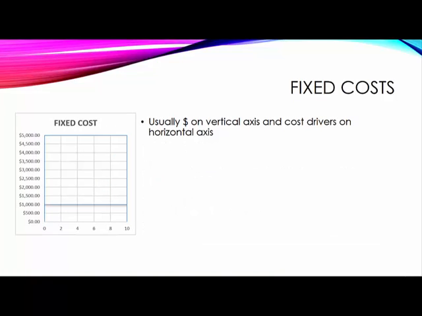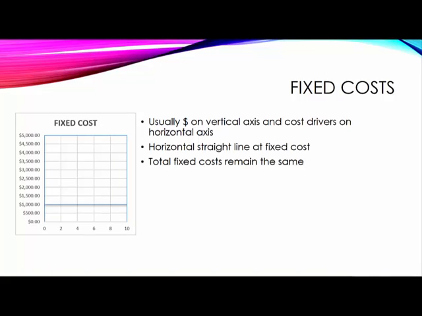For a fixed cost, it is still a straight line. It's a horizontal line. It has no slope. Total fixed costs remain the same. Doesn't matter if I make 2 candy bars, my costs are 1,000. I make 4, my costs are 1,000. I make 6, my costs are 1,000.